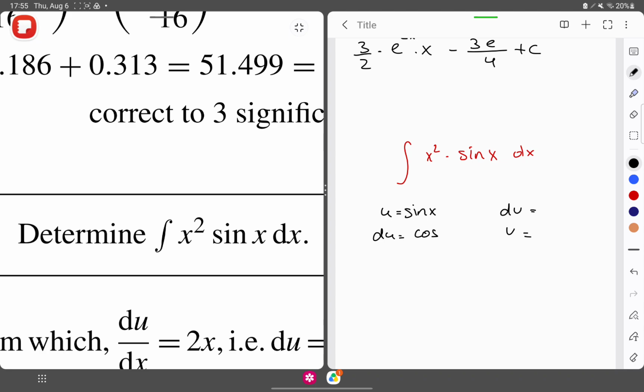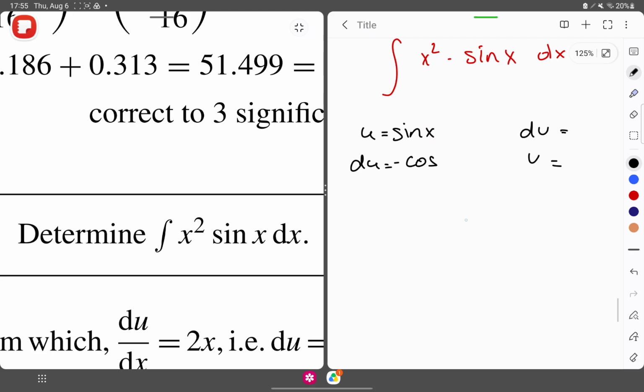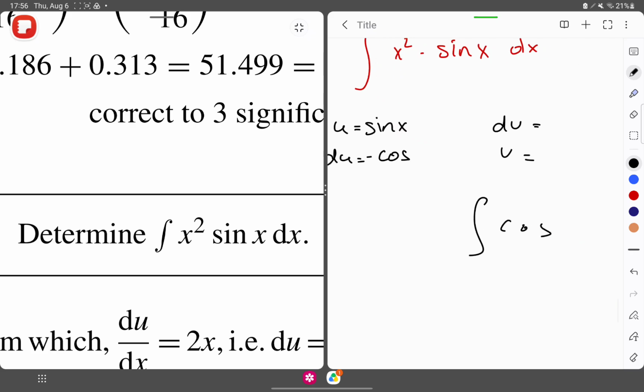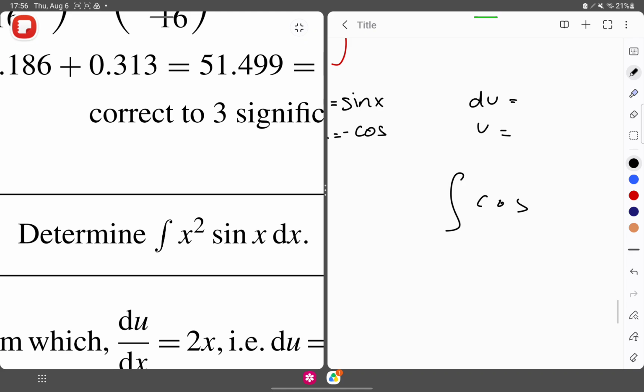Okay, the integral of cosine is positive. It means that the derivative of cosine is negative. If cosine is positive, sine will be negative, so it will be negative cosine, or no, sorry. So the integral of cosine is always positive.